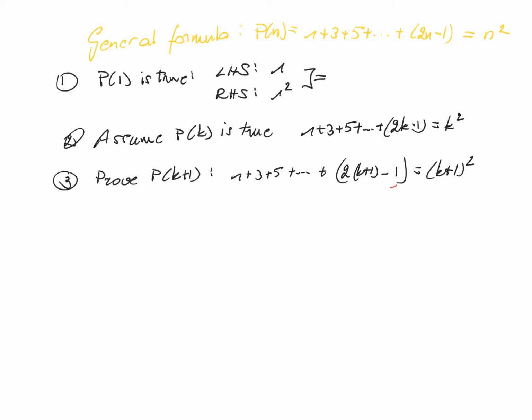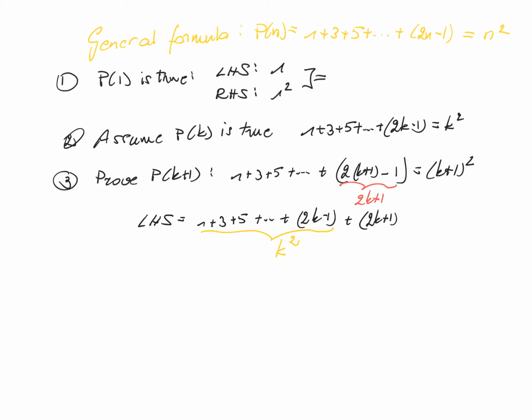First observation that we can make, this is 2k plus 2 minus 1, so this is 2k plus 1. And then we will show that the left hand side is equal to the right hand side. We start from the left, so the left hand side is the sum. It's 1 plus 3 plus 5 plus 2k minus 1 plus 2k plus 1. We then use the induction hypothesis. So we use the second step, and we know from the second step that this is equal to k squared.